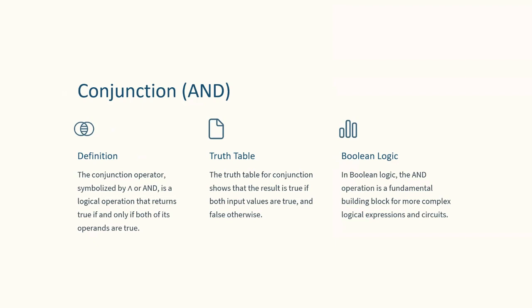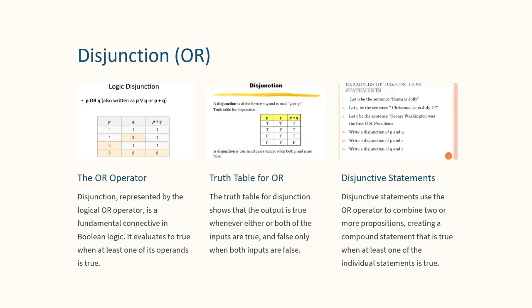Boolean logic: in Boolean logic, the AND operation is a fundamental building block for more complex logical expressions and circuits. The next operation is the OR operation, which is also called disjunction. The OR operator, represented by the logical OR operator, is a fundamental connective in Boolean logic. It evaluates to true when at least one of its operands is true.